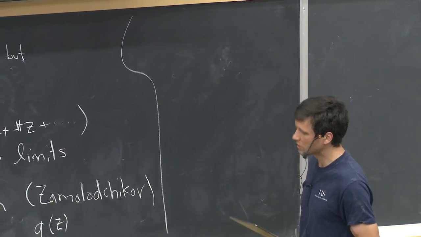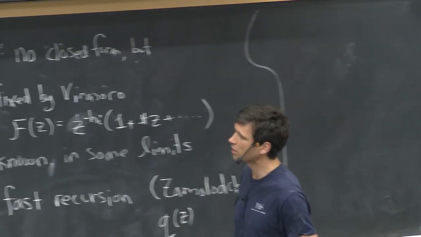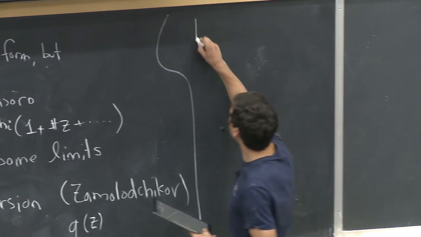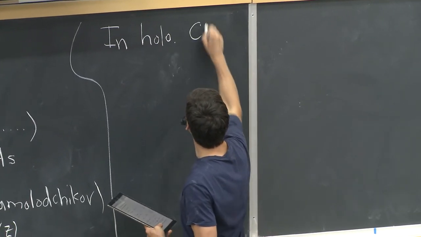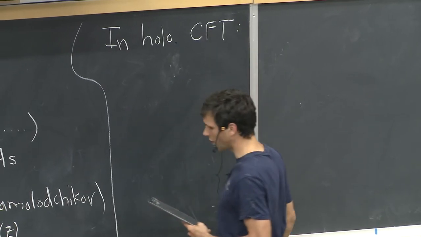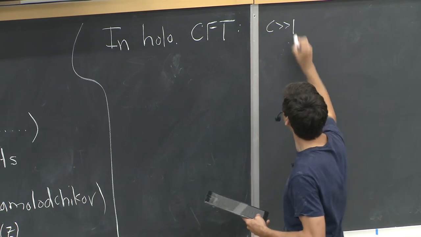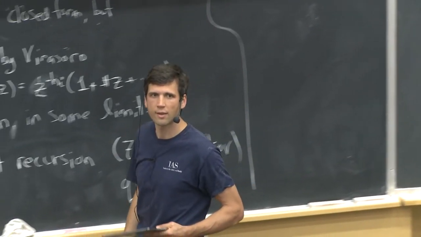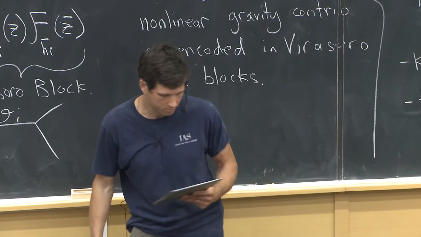So far this is just standard CFT stuff. I didn't say anything about holography. This is all true in any theory. Now let's turn to the holographic case. So in the holographic case, we have this large number c, and the physics is going to depend a lot on the dimension of the operator and how it compares to c.